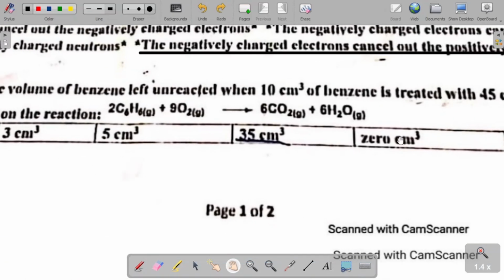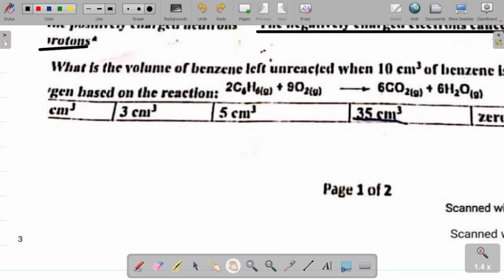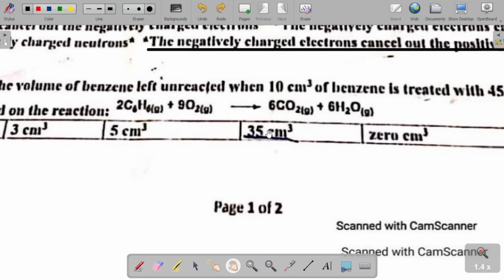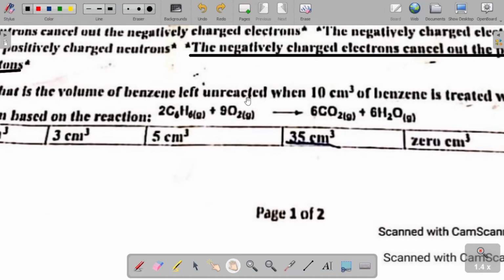But then the emphasis says based on the reaction. So we're not even supposed to balance this equation. No, we're supposed to use what is available or what was given. So that's what you should note here. Then they said, what's the volume of benzene left unreacted?